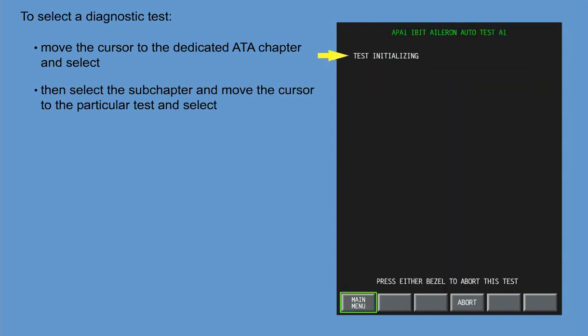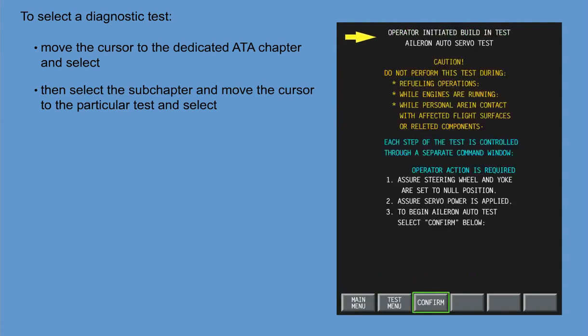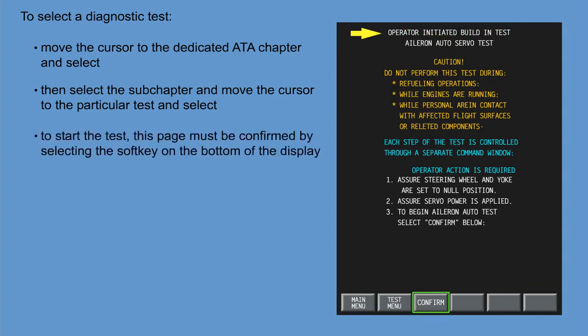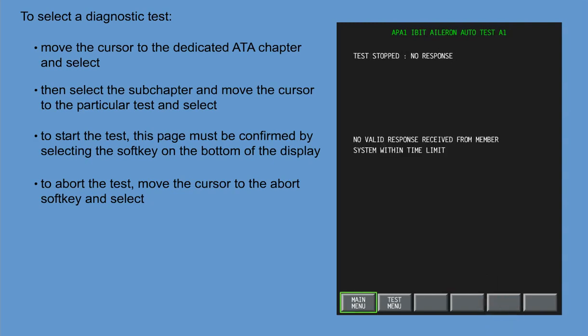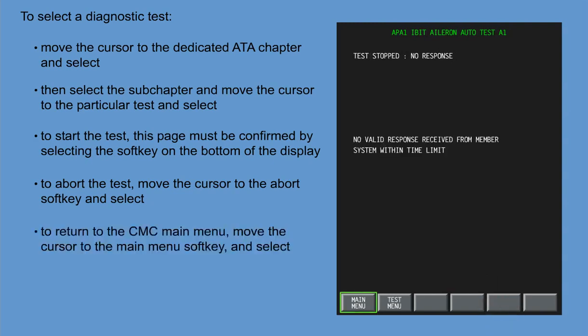After initiation of the test, a page will pop up which contains information regarding the selected test. To start the test, this page must be confirmed by selecting the soft key on the bottom of the display. To abort the test, move the cursor to the Abort soft key and select. To return to the CMC main menu, move the cursor to the Main Menu soft key and select.